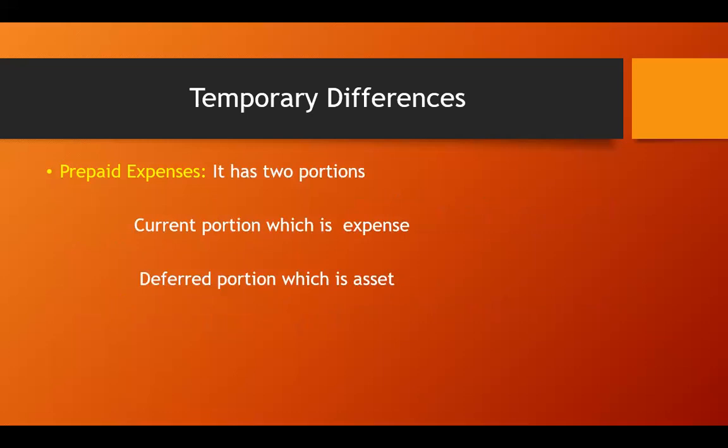Prepaid expenses, if you take the example, have two components. One is the current portion, which is expense, and the other is the deferred portion, which is an asset. Suppose we have insurance expense. It means we have to pay the insurance premium in advance for 1 year. Suppose the company has paid the vehicle insurance on 1st March 2024 for 1 year. For this financial year, we have to show only 1 month of insurance expense. The remaining 11 months of expense is shown as a deferred portion on the asset side as an asset. So these are the two portions of prepaid expenses: the current portion and the deferred portion.